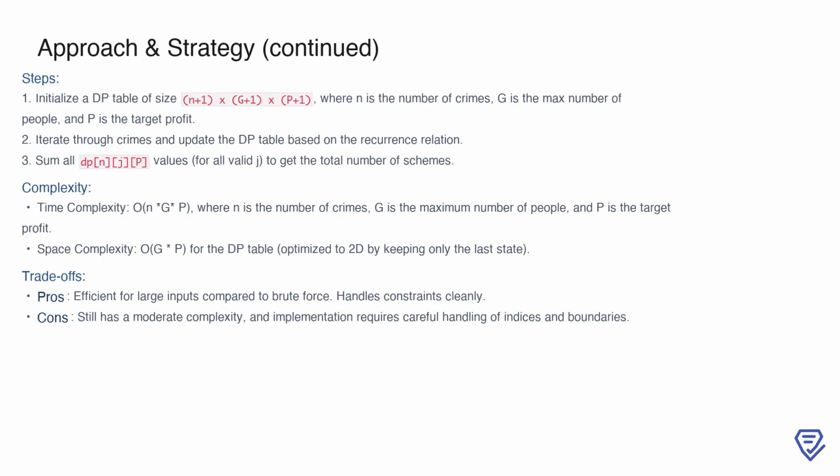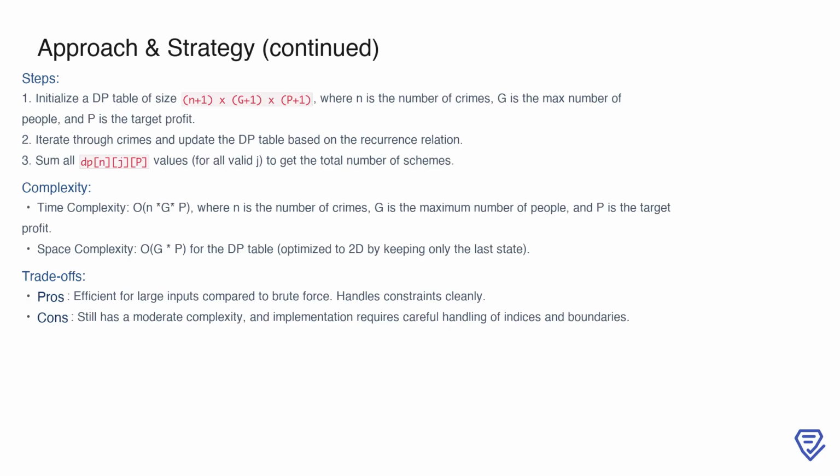To implement the dynamic programming approach, we start by initializing a DP table of size n plus 1 x g plus 1 x p plus 1, where n is the number of crimes, g is the maximum number of people, and p is the target profit. We then iterate over the list of crimes, updating the DP table based on the recurrence relation. After processing all crimes, the total number of valid schemes is obtained by summing up all dp[n][j][p] values for every valid j, representing the number of people used.